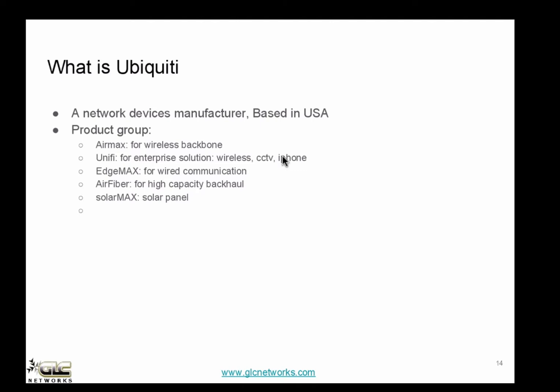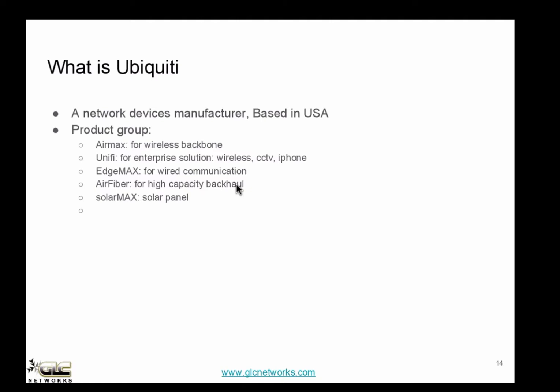So also they have EdgeMax. This is for wired communication. So they also produce switches, routers. Okay. Also, they have air fiber. Actually, I think air fiber, in my opinion, is a part of AirMax. Yeah, it's for high capacity backhaul.